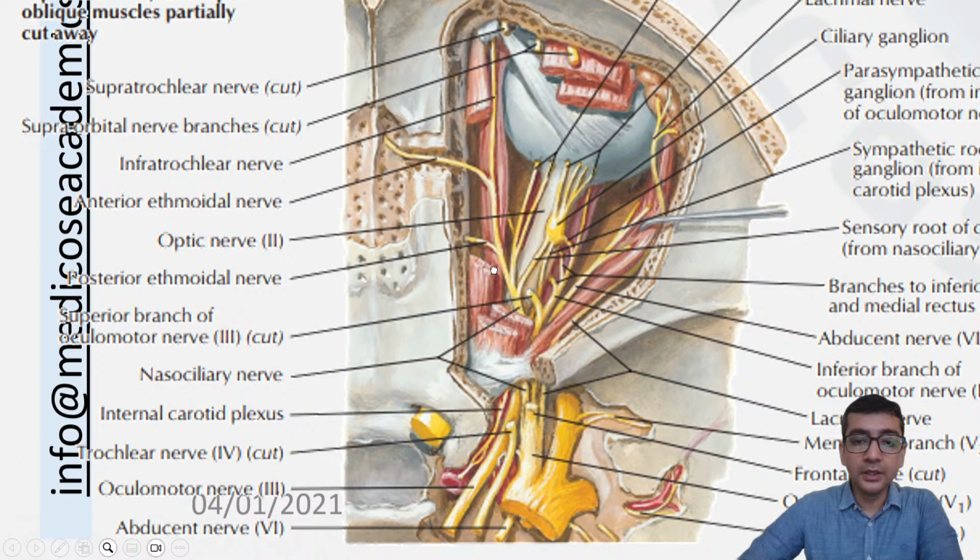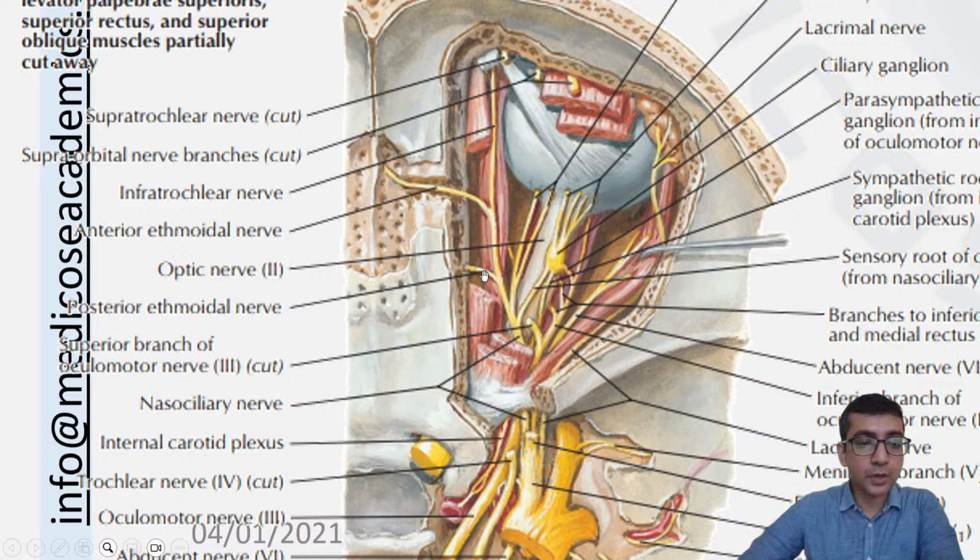As we move forward, we have two more branches going to the two ethmoid foramina. One is the posterior ethmoidal nerve, and the other is the anterior ethmoidal nerve. The posterior ethmoidal nerve is not usually traced beyond this point because it goes on to supply the posterior ethmoidal sinuses and the neighboring bone. Some part of the sphenoid sinus may be supplied by it.